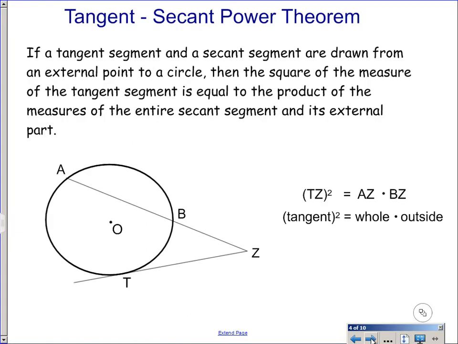The next power theorem we're going to learn about is the tangent secant power theorem. If a tangent segment and a secant segment are drawn from an external point to a circle, then the square of the measure of the tangent segment is equal to the product of the measures of the entire segment and its external part. So what we're going to do is square the value of the tangent. Then we're going to take the whole value of the secant and multiply it by the outside of the secant.